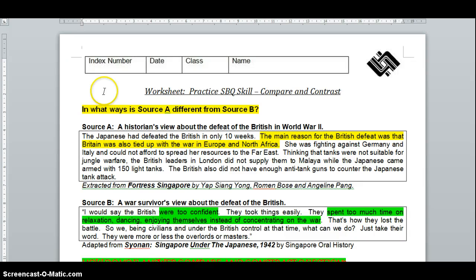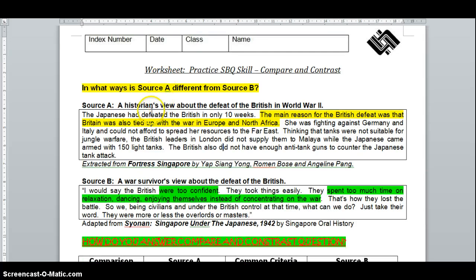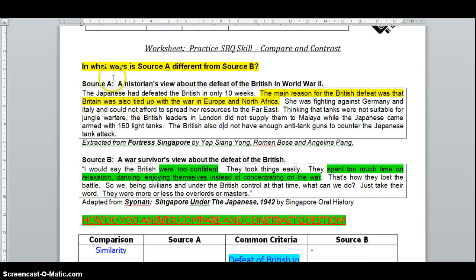Okay, today we're going to take a look at how to do a comparison exercise by looking at an example. First, let's begin by reading the source that has been assigned to you. In what way is source A different from source B?